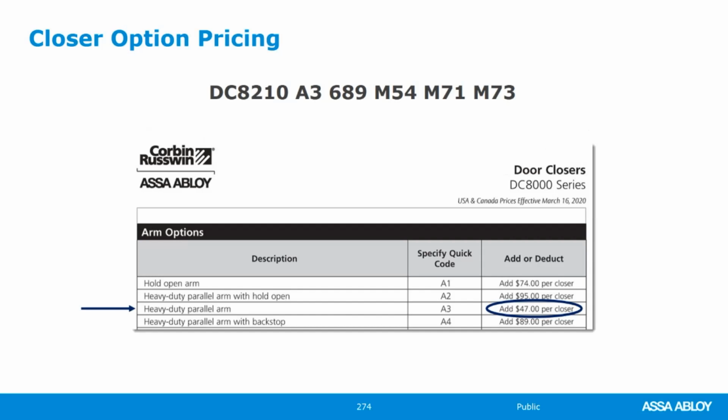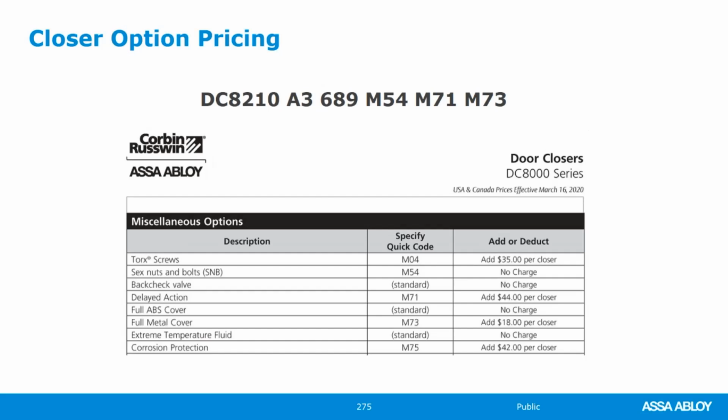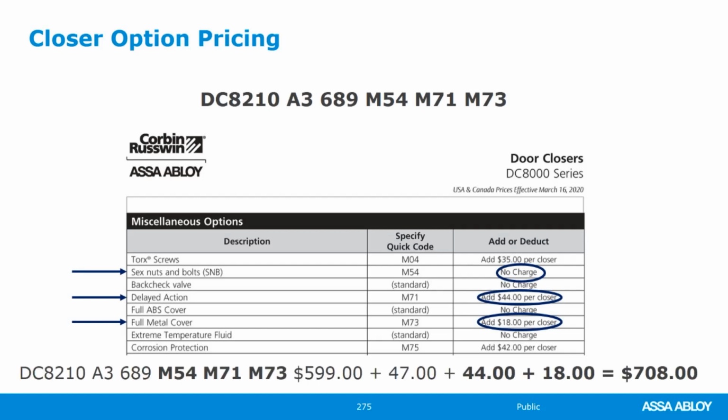Now we need to find the upcharges for the through bolts and the metal cover and the delayed action. Those options are going to be listed on page 335. We look for our through bolts, M54. With the closer, it's no charge. Let's take a look at the delayed action, M71, adds $44 per closer. Our full metal cover is M73, which adds $18 per closer. So adding those to it, your base closer goes from $5.99 up to $708.